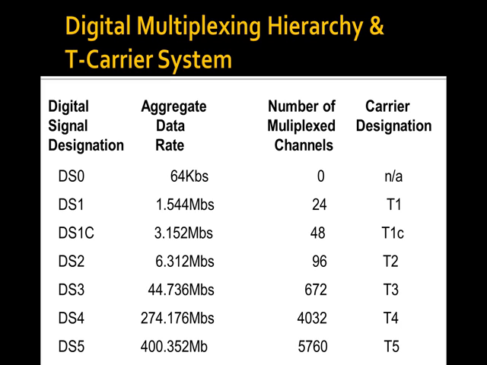A DS1C is two DS1s multiplexed together with a little bit of framing added. You can go on down the list. DS2, DS3. DS3 is one you've probably heard of. If you've heard of a T3, for example, they're out there. T3 is 28 DS1s multiplexed together with framing added. And it goes on up. You can see the rates.